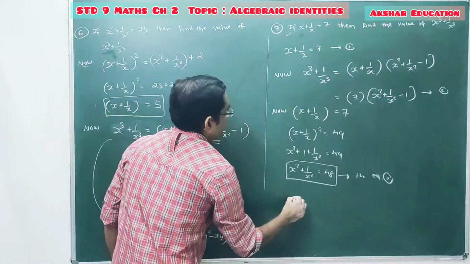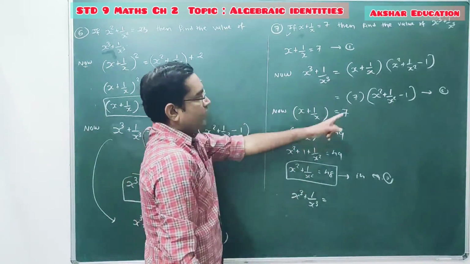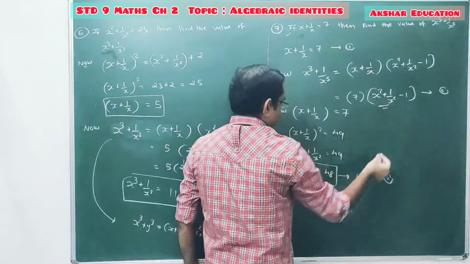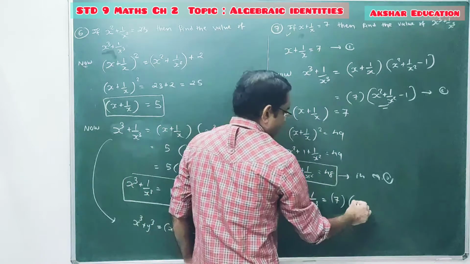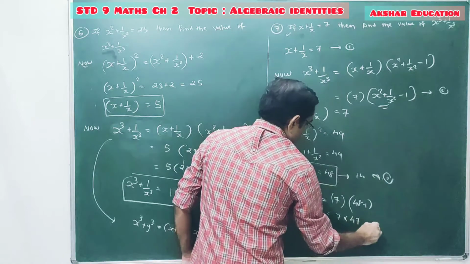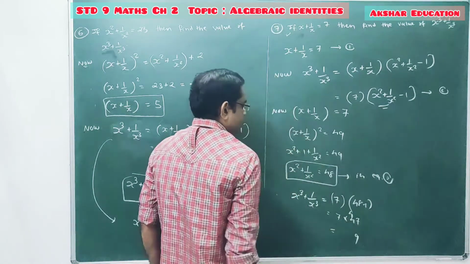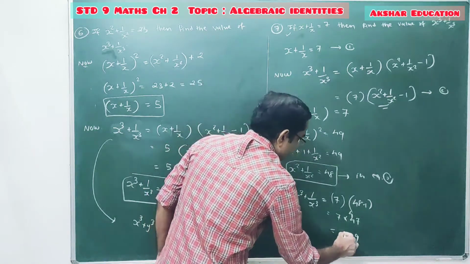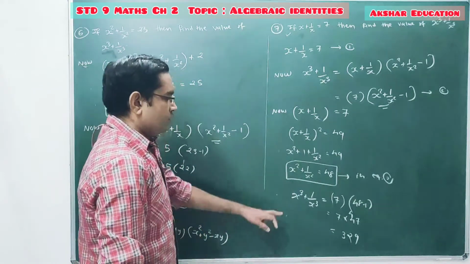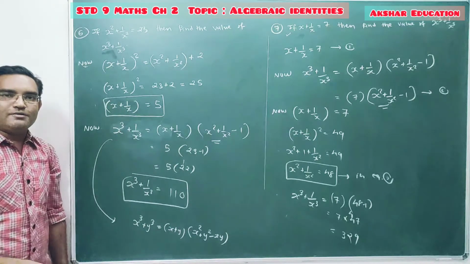So we are getting the value of x cube plus 1 by x cube equal to 7 into x square plus 1 by x square. x square plus 1 by x square is 48, it's 48 minus 1. So this is 7 into 47. 7 7s are 49, 7 4s are 28 plus 4, 32. So our answer is x cube plus 1 by x cube is 329. Clear friends? So pause the video to note it down.